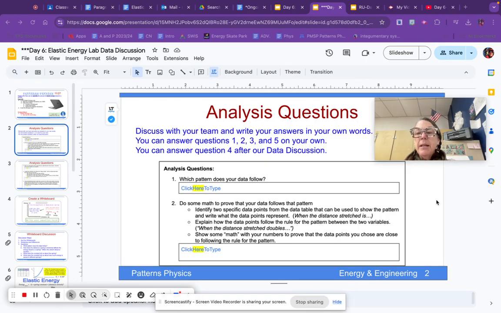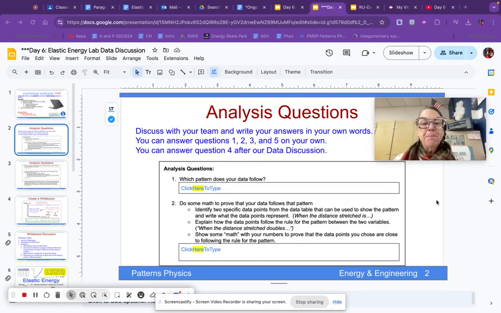What line did your graph create? Your data, basically. And if you have a line and you don't know what it is, there are some examples up on the wall. Check that out. Question 2, identify 2 specific data points.